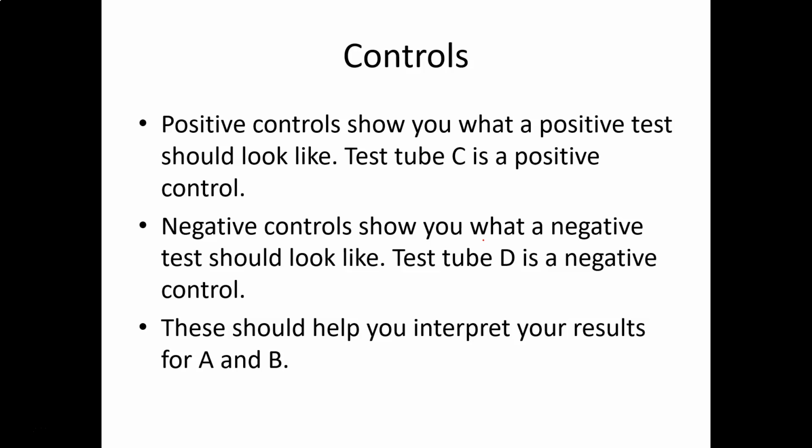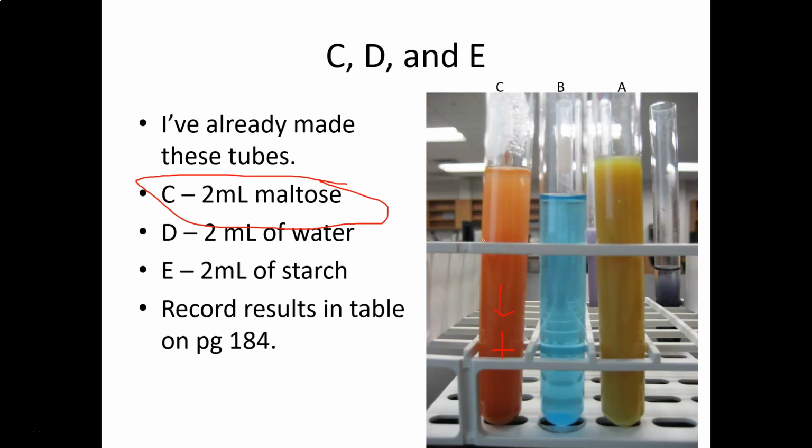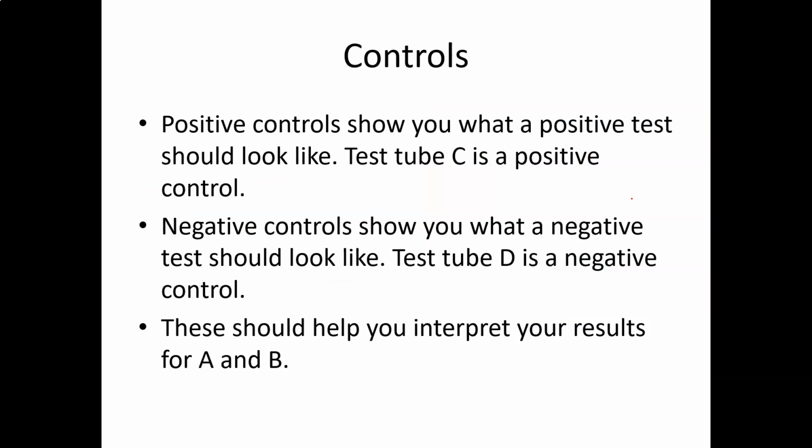Anytime you're doing any sort of chemical experiment where you're using reagents, you want to have a positive control and a negative control. A positive control shows you what a positive test is supposed to look like, and it makes sure that your reagent works like you're supposed to, your chemicals were mixed like they were supposed to, and that everything is working like it's supposed to. So the fact that test tube C changed colors means everything was working correctly. We can trust the results on test tube A that had also given us positive results.